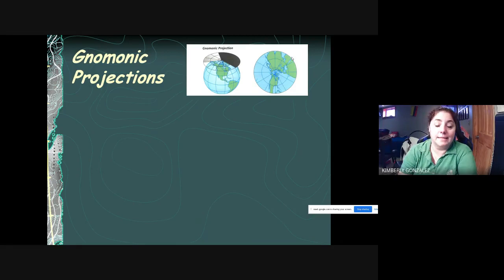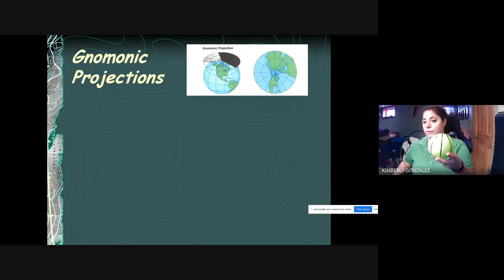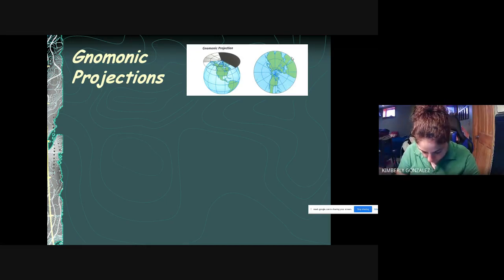All right. The second type is an azimuthal projection. An azimuthal projection is when you take your globe and you look at it from up above. So if you're just standing over it, what do you see? A couple things to notice. This is what North America looks like.